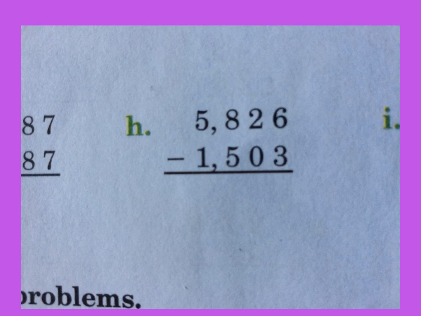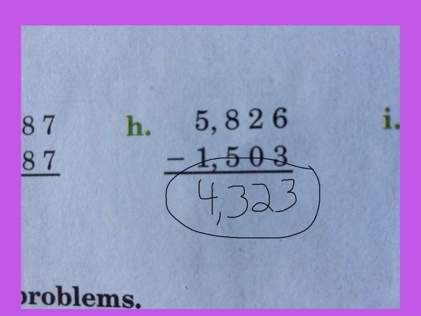H. 6 minus 3 is 3. 2 minus 0 is 2. 8 minus 5 is 3. And 5 minus 1 is 4. Remember, a comma always goes 3 places over. So 1, 2, 3, and that's where we put our comma. 4,323.